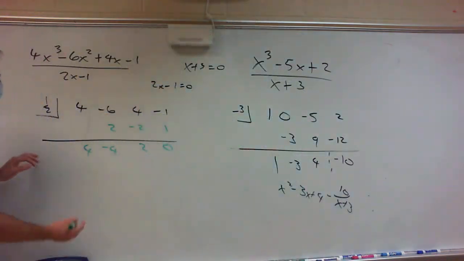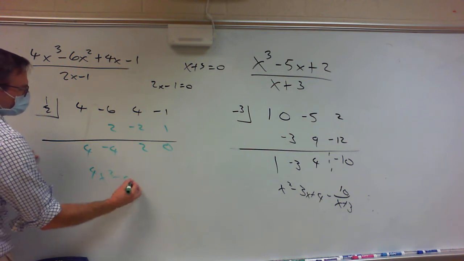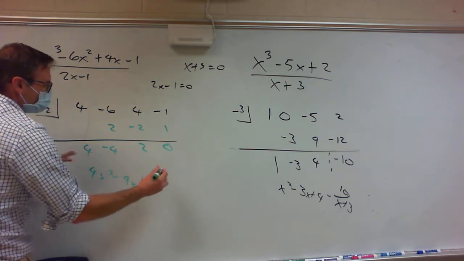It's a 4x squared minus 4x plus 2, and I had a 0 remainder.